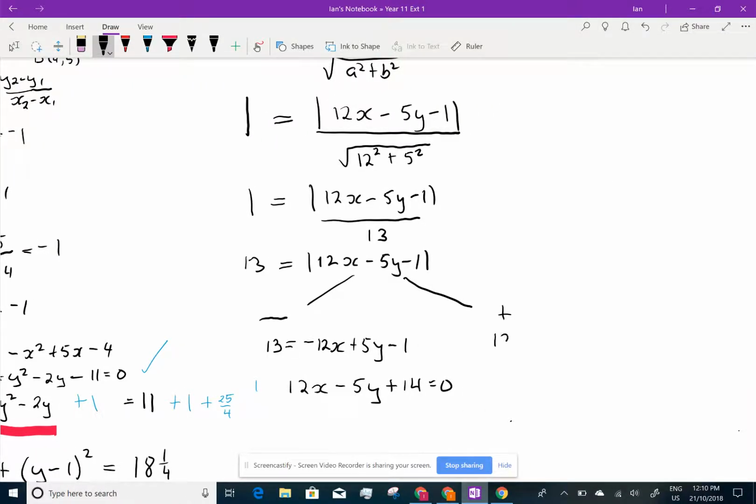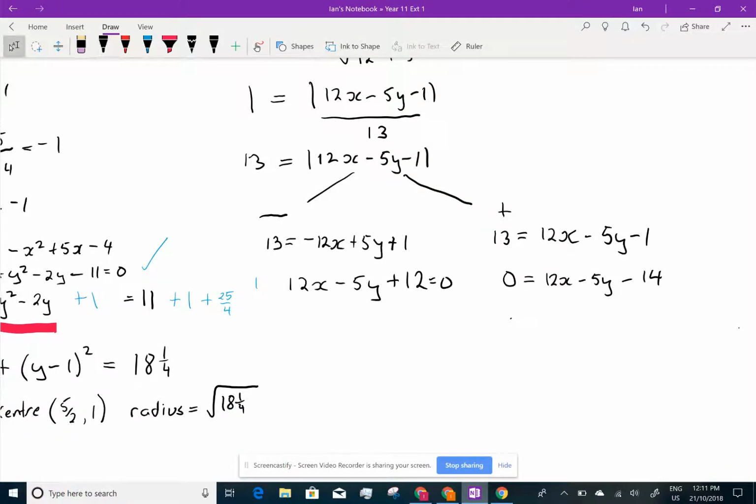Now if I take the positive case, 13 equals 12x minus 5y minus 1. Sorry, that should have been plus. So that would have been minus 12. Think back here, that should have been a plus. I'm going to take it over, plus 12. I knew that because I know what the answer is going to be. Anyway, if I bring the 13 over here, I get 0 equals 12x minus 5y minus 14. And you can see they're the same line, just with a different constant. And that makes sense because they've got to be parallel.